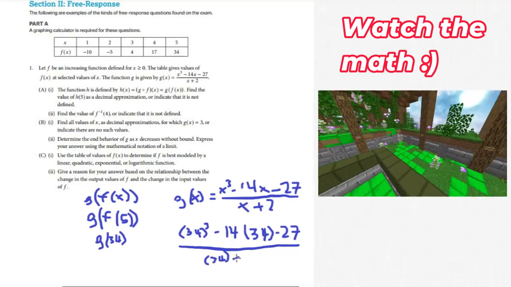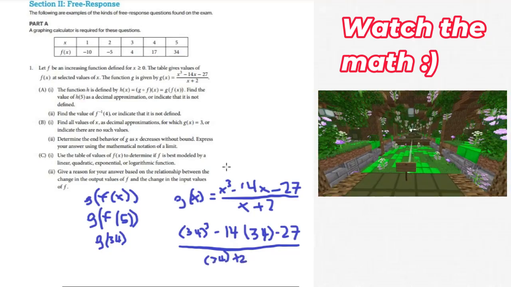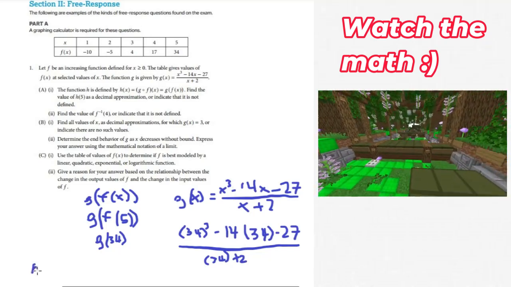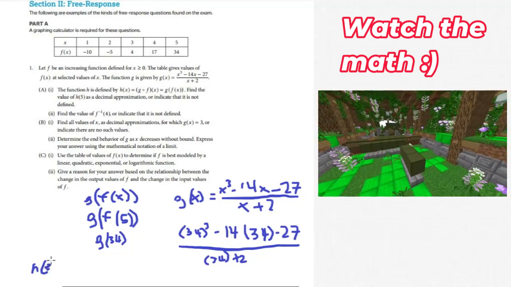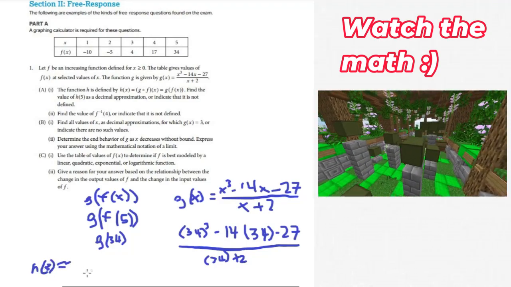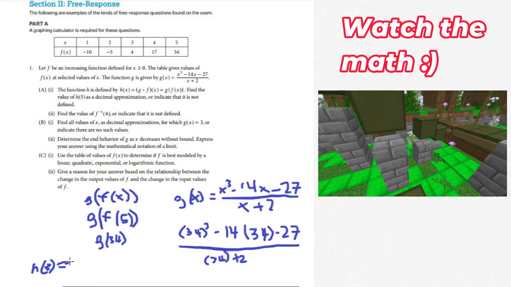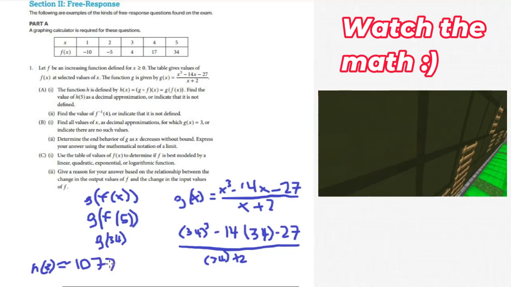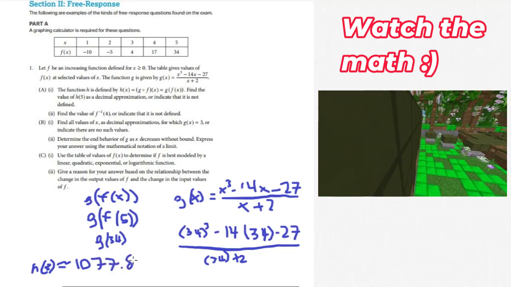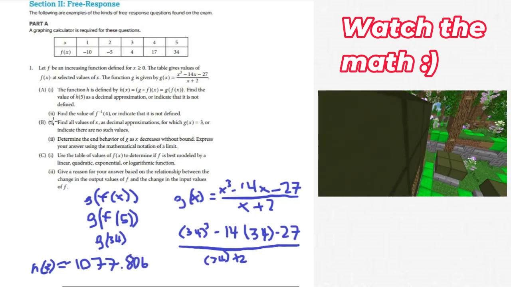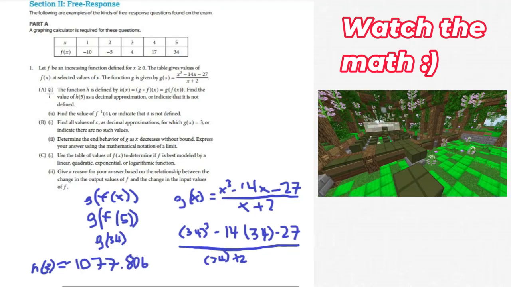So plus 2, okay. And calculate this with your calculator. You're going to get h of 5 is about equal to, or we can just say equal to 1077.806. And that is your answer for A sub I.